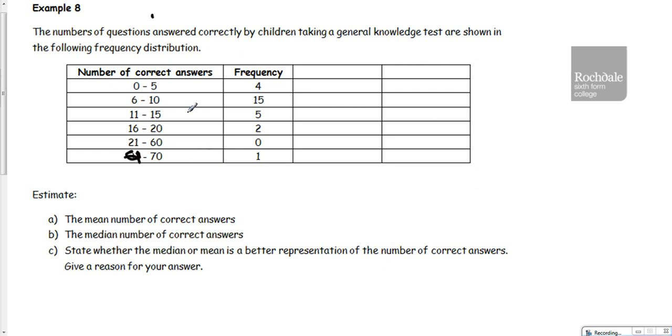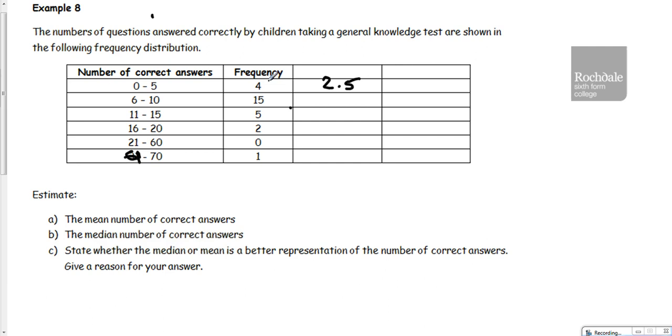So, similar kind of strategy to what we've done before. We're asked first of all to estimate the mean number of correct answers. We're asked to estimate it because we don't actually know the exact data. All we know is that there are, for example, 4 entries between 0 and 5, but we don't know exactly what they are. So our answer can only ever be an estimate. Now what we do is we say, well, if there's 4 values between 0 and 5, a reasonable number to use to approximate them by would be the midpoint, and the midpoint of 0 and 5 is 2.5.